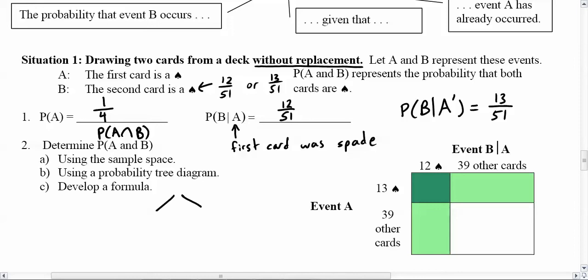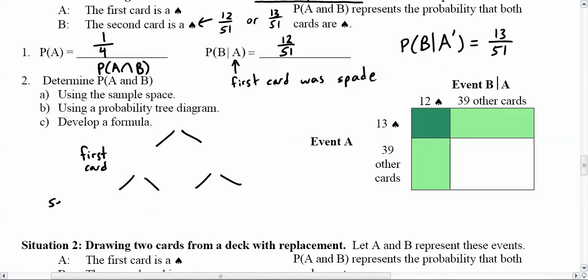There's 2 possibilities for the first card, and then there's 2 possibilities for the second card. So the first card could either be a spade or not, meaning a club or a diamond or a heart. The second card could either be a spade or not.